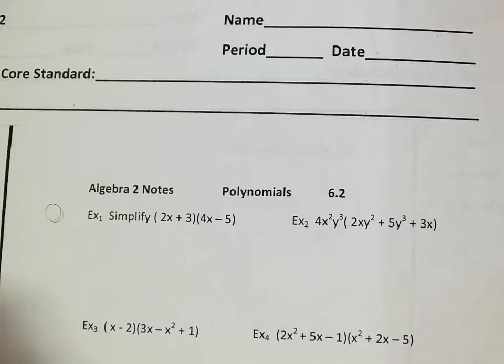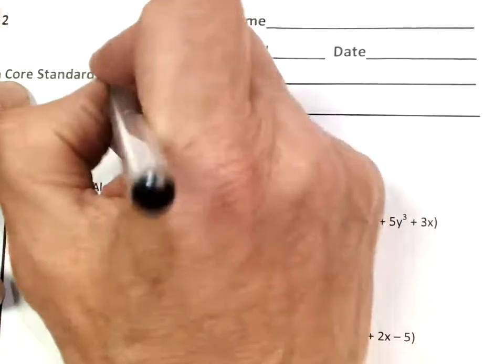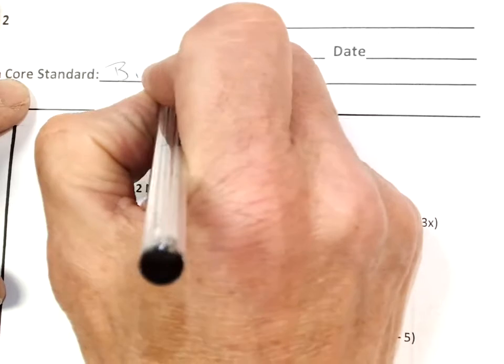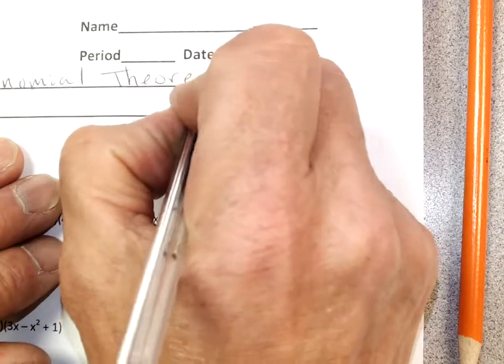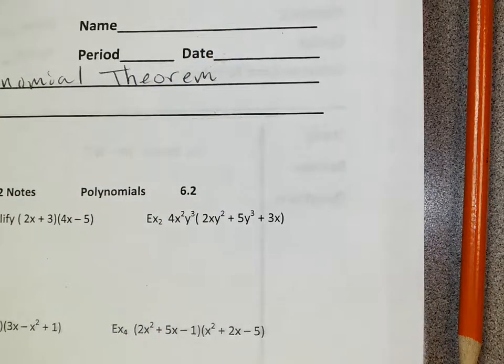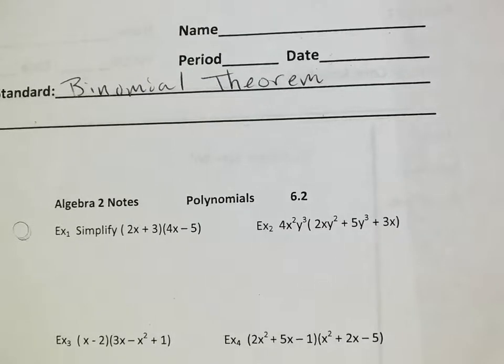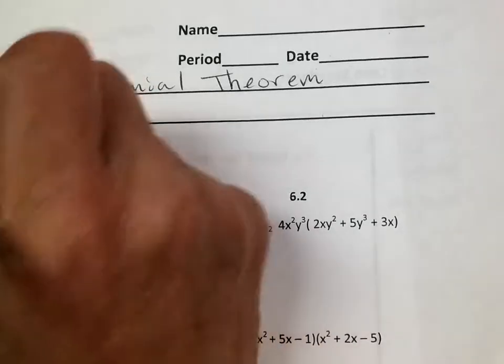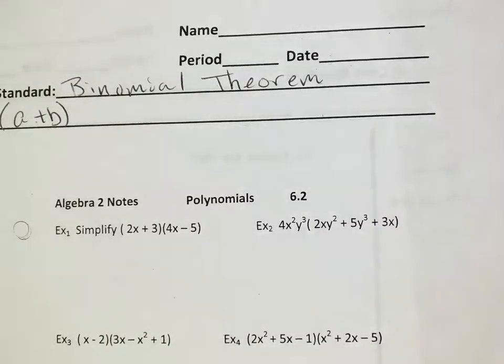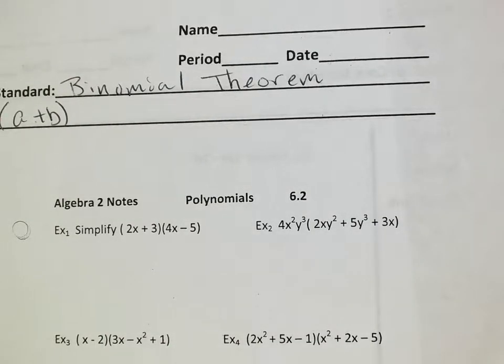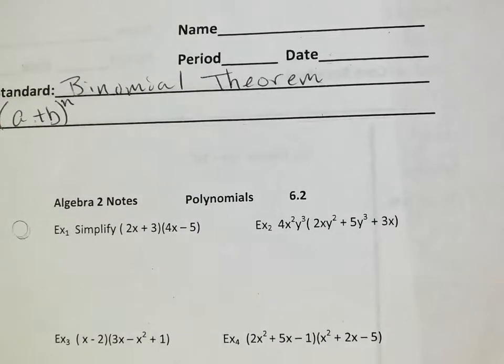Okay, so today what we're talking about is the binomial theorem. What the binomial theorem is going to help us to do is to deal with binomials, two terms, right? Binomials like a plus b, that's a binomial, two things, to some power, to the n power. And we're going to use the binomial theorem to get the answer in expanded form.